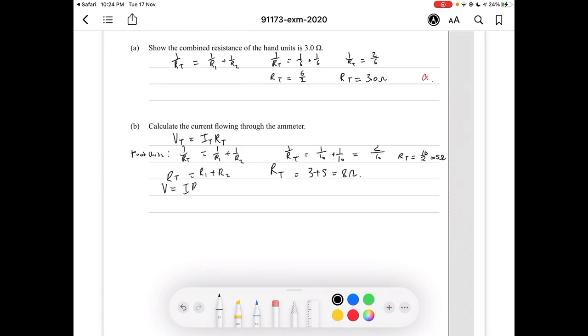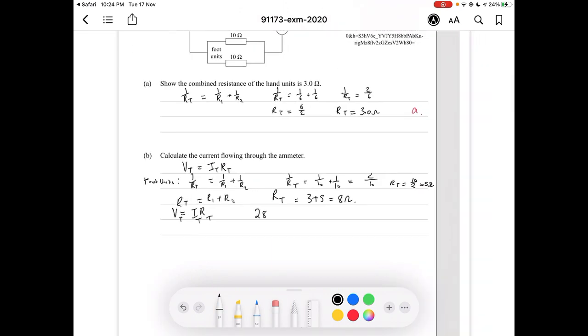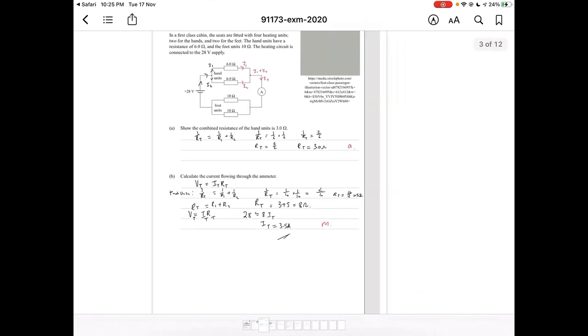We can say that V equals IR. Our total or supply voltage equals the total current times the total resistance. The supply voltage is 28, so 28 equals 8 times our total current. Dividing both sides by 8, we get 28 over 8, which is 3.5. So our total current is 3.5 amps, and that's our final answer. This should be a merit question in my opinion. It looks like a merit level question.